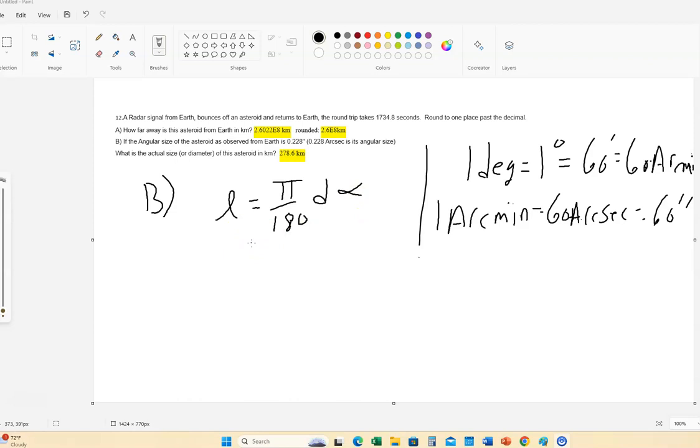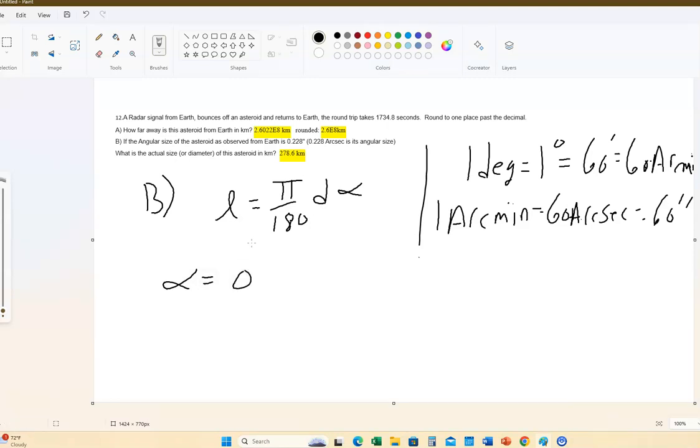What we have to do is change this angle. They give us the angle as, this is a very small angle by the way, 0.228 arc seconds. So this is what alpha is. They start out with alpha is 0.228, and I'm just going to use 2 hash marks. It's just easier than writing arc seconds. I've got the conversions over here.